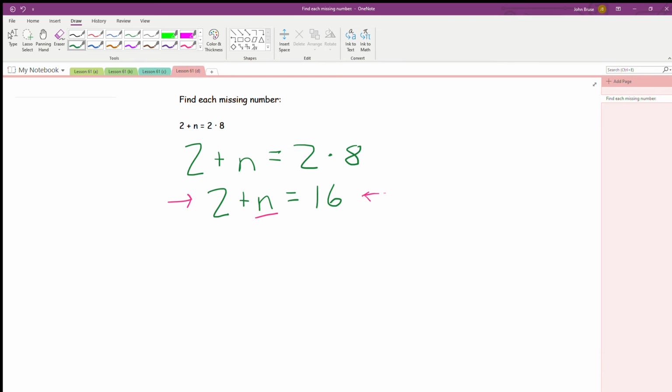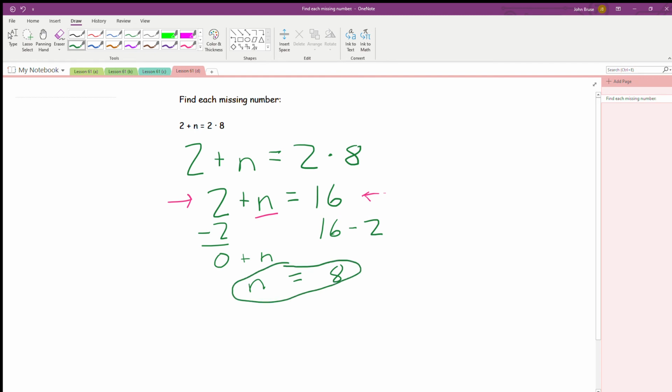So let's go ahead and subtract 2 here, which leaves us with 0. And 0 plus n is going to be n, so I can just go ahead and write n there. And then on this side, I need to do 16 minus 2. And 16 minus 2 is 8. So n equals 8. Now I'm going to check it, just like I did last time.